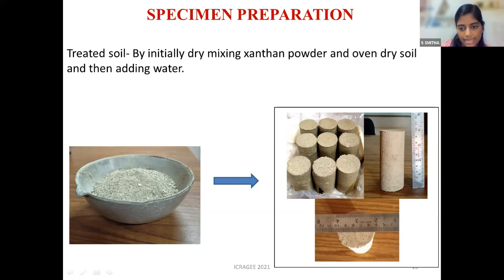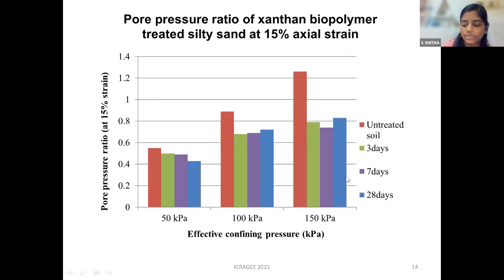So here we can see the cylindrical sandy samples which were treated with xanthan biopolymer. First, we'll see the pore pressure response obtained from the static triaxial test. Here itself, we can see a significant decrease in pore pressure when compared to untreated soil. The curing times of 3 days, 7 days, and 28 days were adopted for 2% xanthan treatment. The pore pressure ratio, that is the excess pore pressure to the effective confining pressure, was calculated and plotted for comparison. Here we can see that at 50 kPa, even though the reduction was less, at higher confining pressure the pore pressure reduction was very evident.